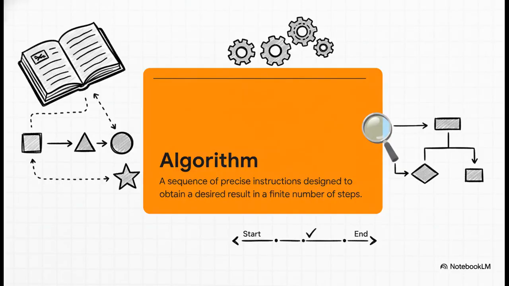But hey, don't let that word scare you off. An algorithm is just a recipe. That's all it is. It's a clear list of instructions that, if you follow them exactly, will always give you the right result. The key things to remember are precise and finite. Every single step has to be crystal clear, and the whole process has to eventually come to an end.